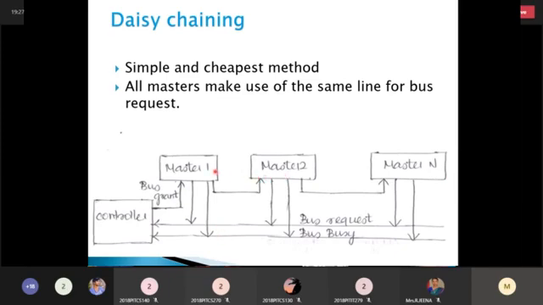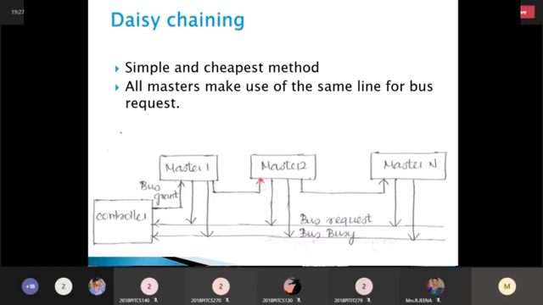So when it wants to access any data during that time, it will give the bus request, which will be transferred to this controller, and this controller will be granting the permission. First it will grant the permission to master 1, but if the request is not coming from this device, automatically the bus grant signal will be transferred to master 2.